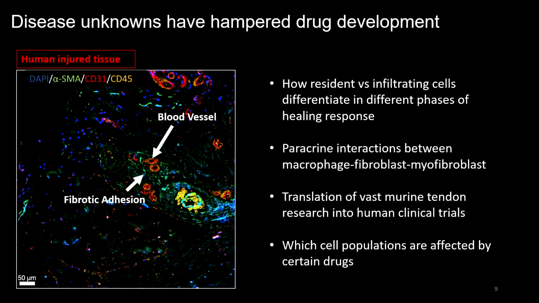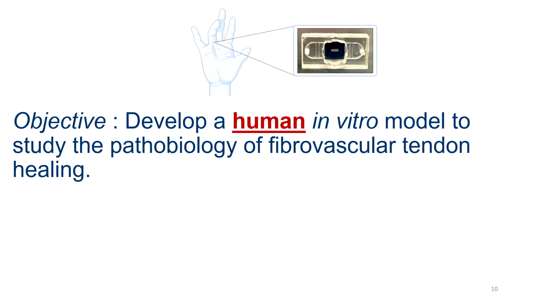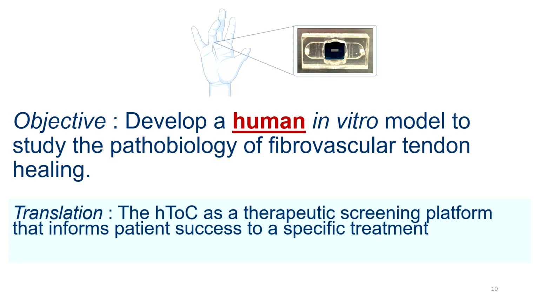Particularly in tendon research, a lot of this work has been done in murine models, and it's actually great because we have a really large database that we can compare our results to. But we really want to tease out what data from murine mouse models can really be used in human translated research. And so we're working side by side in our lab with our murine model, our in vitro model, and ultimately human translation of what we learn. Our main objective, again, is to develop a human in vitro model to study this pathogenesis of fibrovascular tendon healing, with an ultimate translation objective of using it as a therapeutic screening platform.